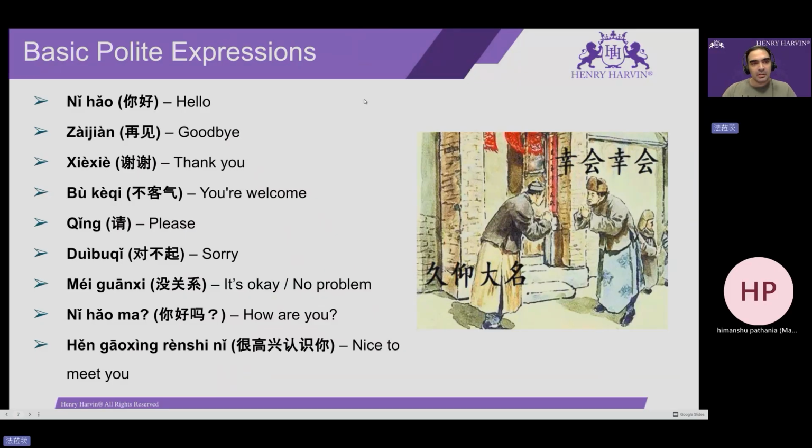So some of the other basic polite expressions that we want to mention are the following ones that I am going to focus on. First of all, we have 你好. We already studied that, which is for hello. And then we have a new word here, which is 再见. 再见 means goodbye. And in the word 再见, 再 means again, and 见 means to see somebody.